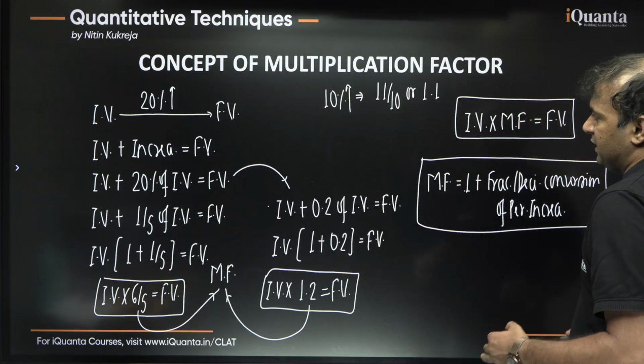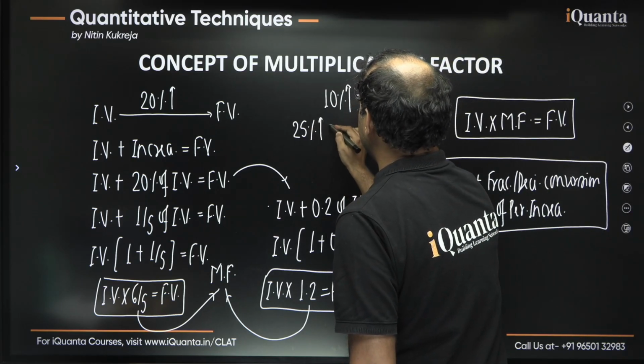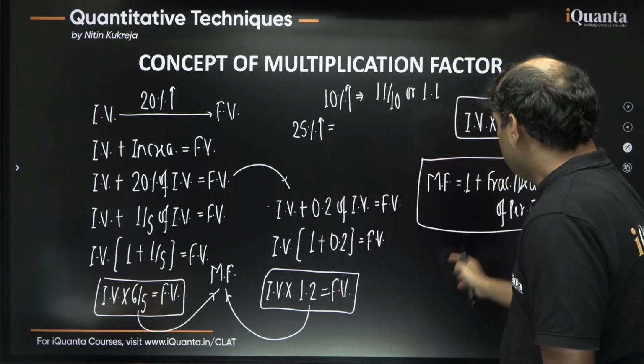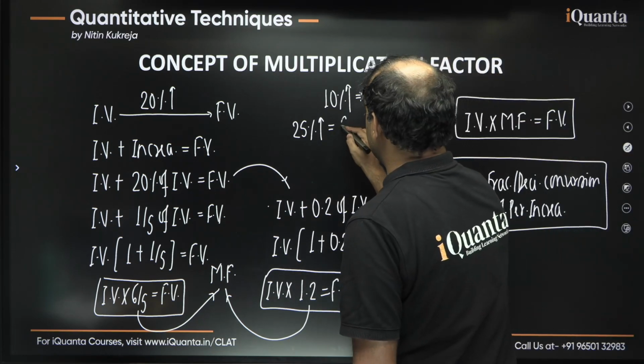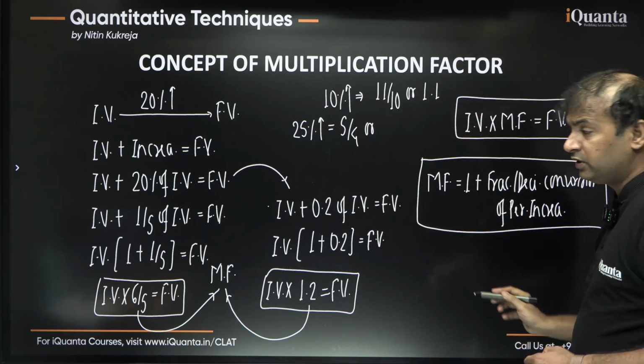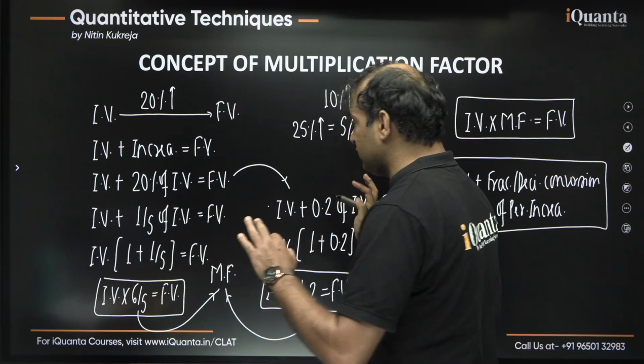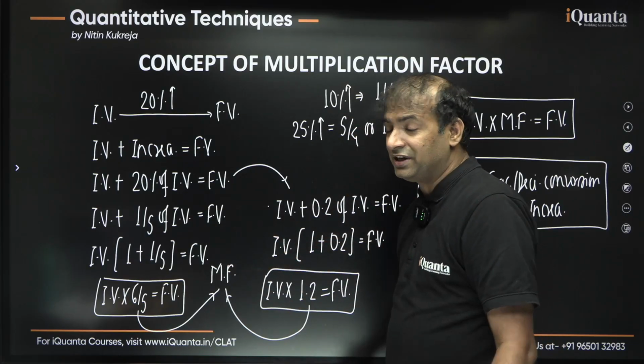Okay, now let's say there is an increase of 25%, all right? So 25% in fraction is 1 by 4. So 1 plus 1 by 4 has to be 5 by 4. And in decimal, this is 0.25. So 1 plus 0.25 should be 1.25. Simple. Okay, similarly, guys, these are still easy ones, right? Now let me take you to a challenging one.